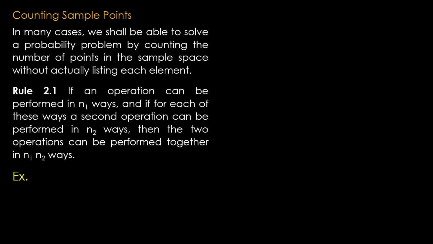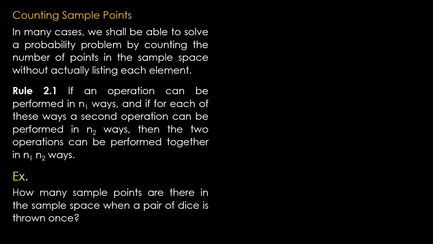Ganun lang yun. For example, okay, how many sample points are there in a sample space when a pair of dice is thrown twice? So, let's try to write na lang muna the tree diagram. Okay? Sige. So, for the first toss of your dice, what are the possible outcomes? 1, 2, 3, 4, 5, and 6. Okay, these are the possible outcomes for your first toss.